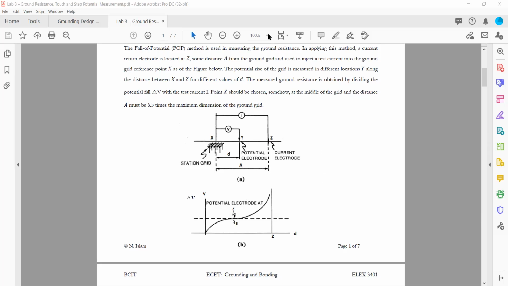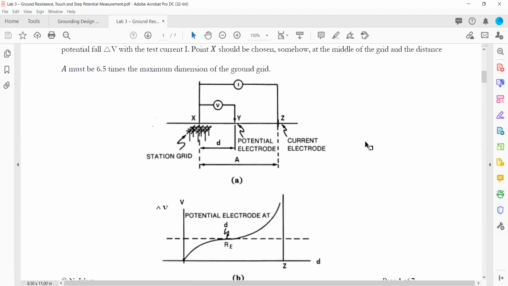So look at here. In this figure, here is our grounding grid. Okay, so the grounding grid is here. This one is our grounding grid. Now, by definition, the ground grid resistance is the resistance between any grounding component and the remote earth.